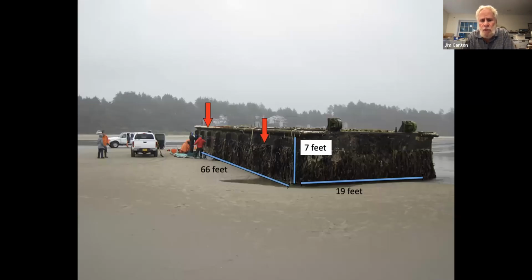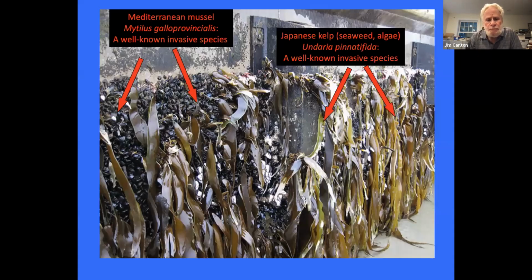Here's a little bit of a profile and scale. There's a pickup truck there and people next to the dock. Again, note the size of the structure. And it had aboard massive colonies, hundreds of thousands of mussels, also introduced to Japan, the Mediterranean mussel, Mytilus galloprovincialis, and a native seaweed, the Japanese kelp, Undaria pinnatifida, both of them well-known invasive species.